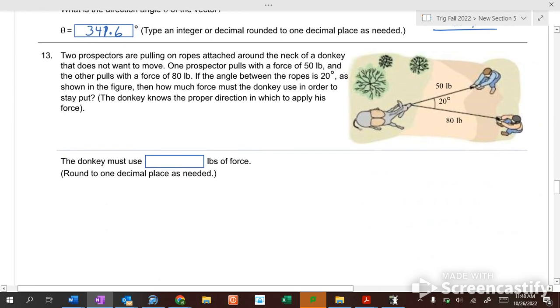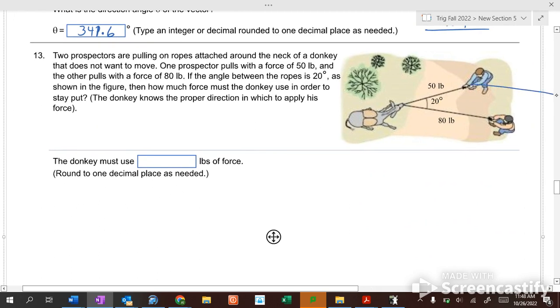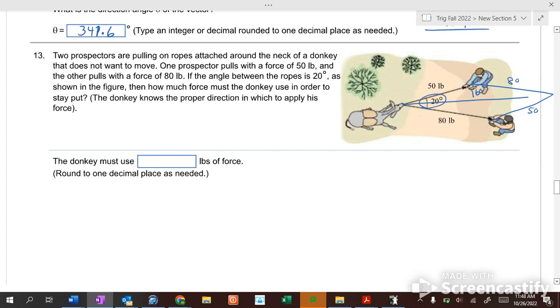And last but not least, the donkey problem. Your favorite one. Of all time. All right. So if this is a 20-degree angle, the prospector in the blue shirt, the angle up by him would be what? How many degrees is that angle up there at top? 160, because these are supplementary. Okay? So 50 is here, 80 is up here, 50 is over here. We draw the line of the force. There's a force going this way from them pulling, and then the donkey is pulling back at the same force.